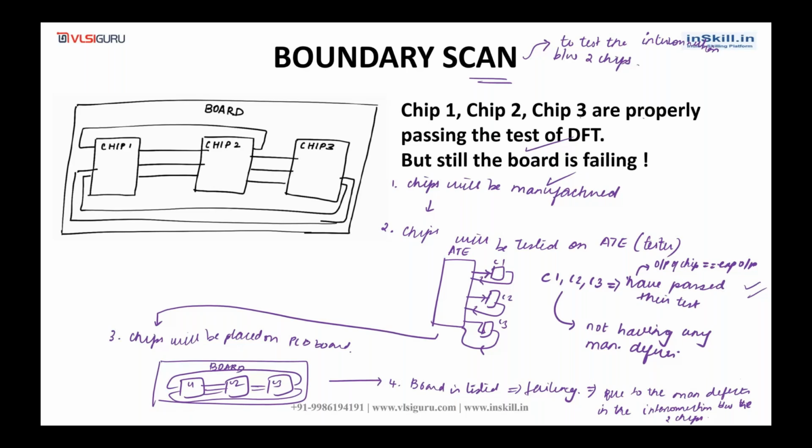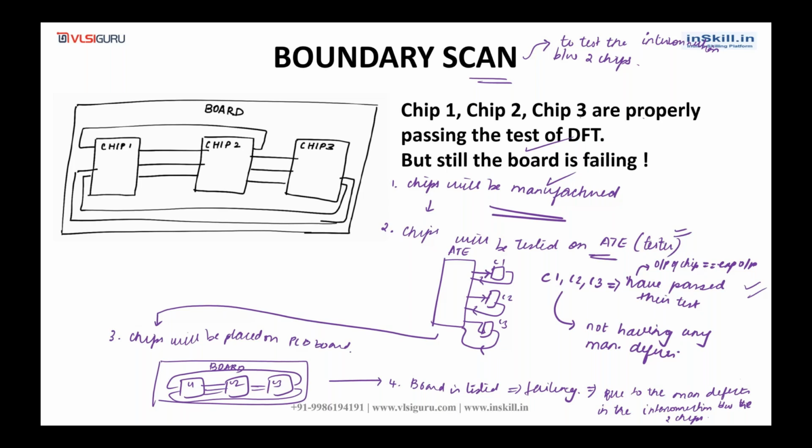To summarize, chips are manufactured and first tested on the ATE, the automatic test equipment, which you can also call a tester. The input sequence is applied onto the chip, and the output of the chip is compared with the expected value. In this example, chip 1, chip 2, chip 3 have passed their test, which means the output of the chip is equal to the expected output, so they do not have any manufacturing defects. Now the chips are placed on the PCB board, and the interconnections between the chips are formed.